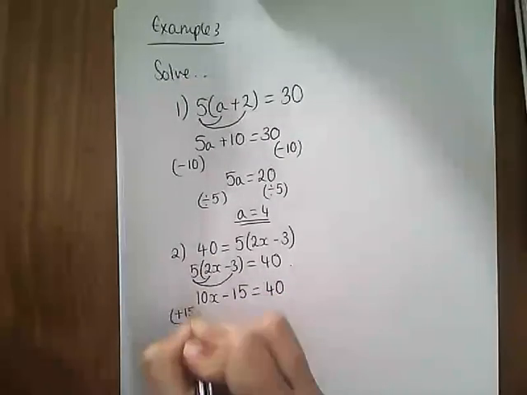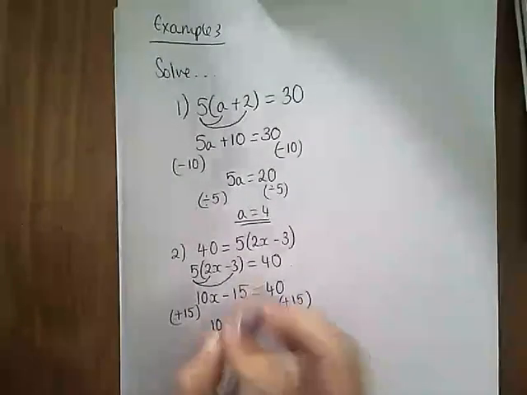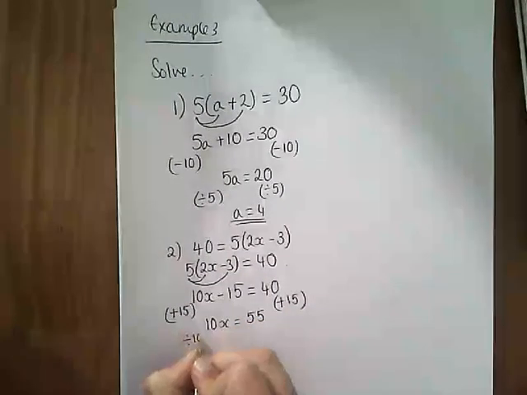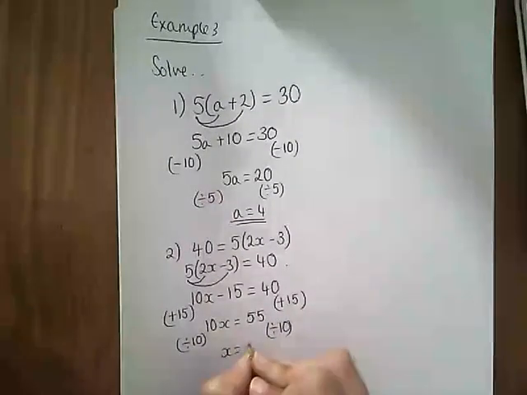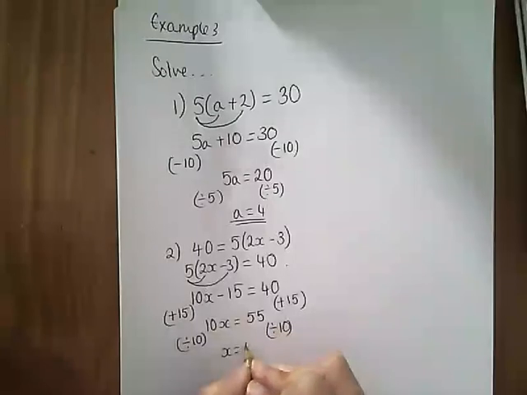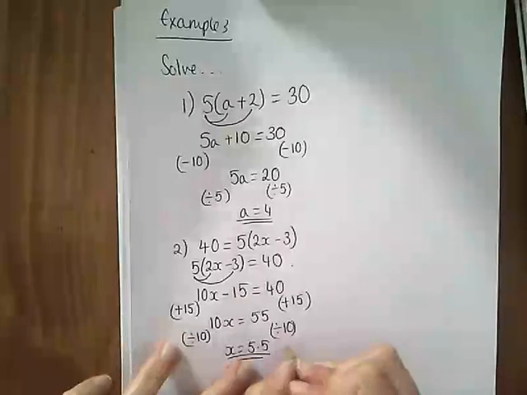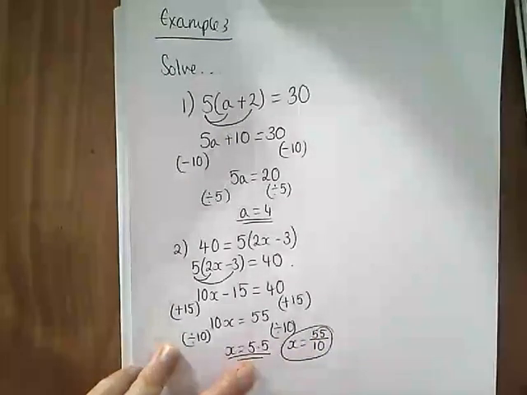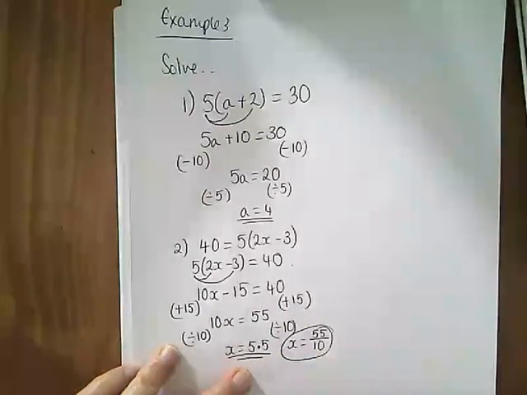Reverse what is happening to x. So x is being times by 10 and taking away 15. So I've got to add 15 to get rid of the minus 15, and then divide by 10. So 55 divided by 10 is 5.5. If it doesn't come out as a nice number, you can write it as a fraction, 55 over 10. Okay, hopefully we all know that 55 divided by 10 is 5.5. Okay, so that is solving two-step equations and equations with brackets.